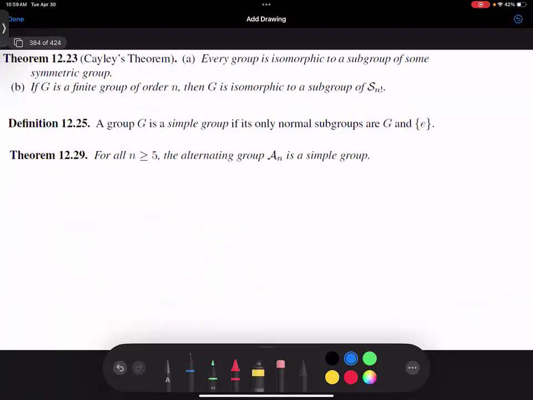So we have a beautiful theorem due to Cayley. Every group is isomorphic to a subgroup of some symmetric group. And then if G is a finite group of order n, it's isomorphic to a subgroup of Sn. How many elements are in Sn?